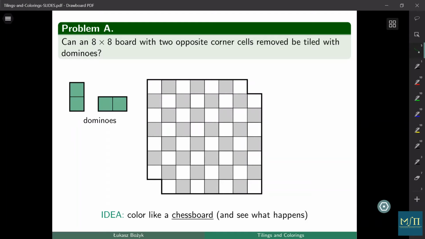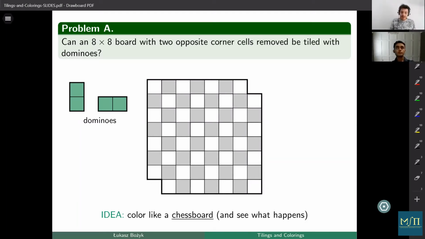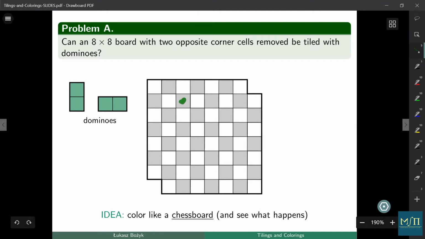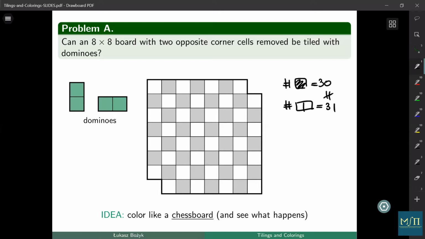So in particular, if it was possible to cover everything with dominoes, then the number of used dominoes should be the number of shaded squares in the picture. Yeah, but after you count them, it turns out that the number of shaded squares is only, I guess, 30, right? And the number of dominoes you need is 31. These are not equal. And voila, that's it. That's the reason why there is no such tiling.